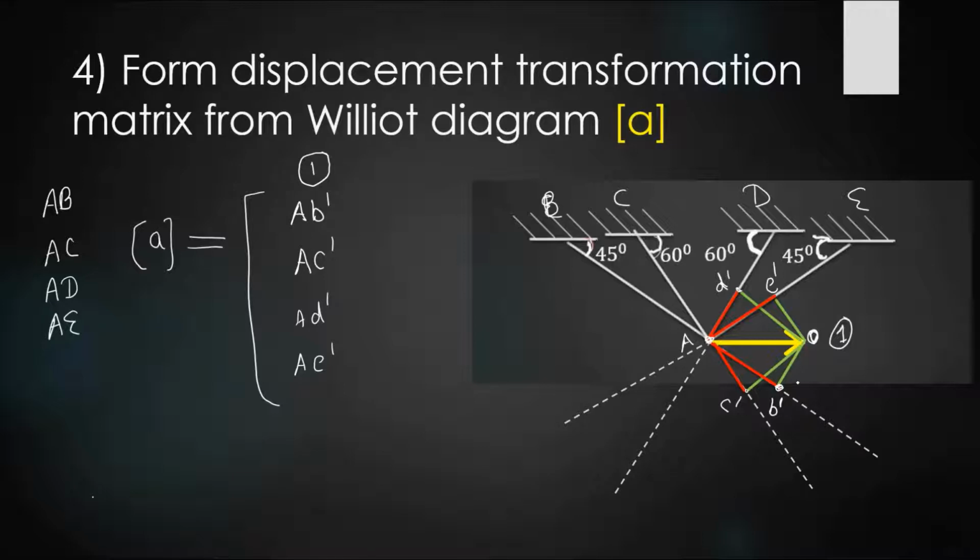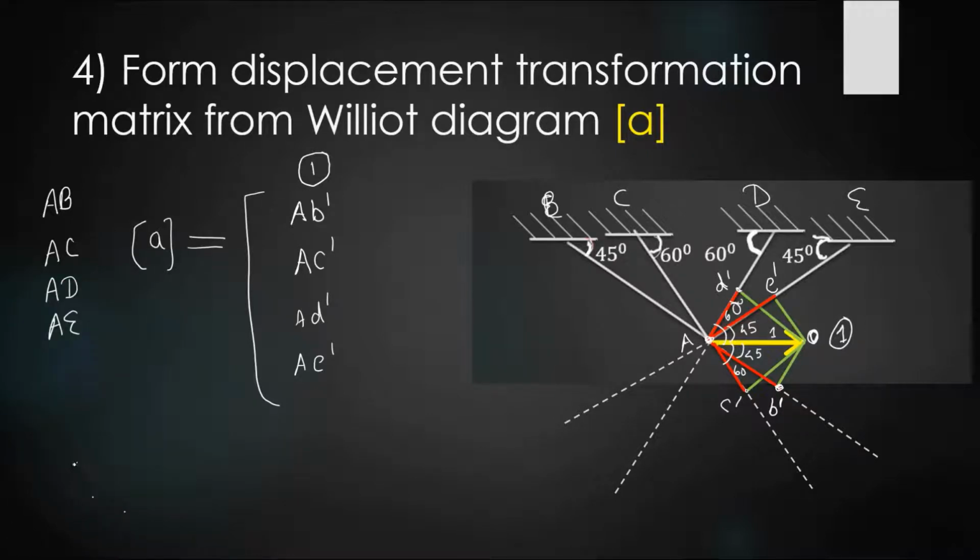From the figure, it is found that these angles are given as 45 and 60. Since this angle is 45, this angle will also be 45. And since this angle is 45, this will be 45. And this is 60 degrees, and this is also 60 degrees. So from triangle OAB dash, I have to calculate the distance AB dash. So cos 45 is equal to AB dash divided by OA, and we know the length of OA is unity, that is 1.